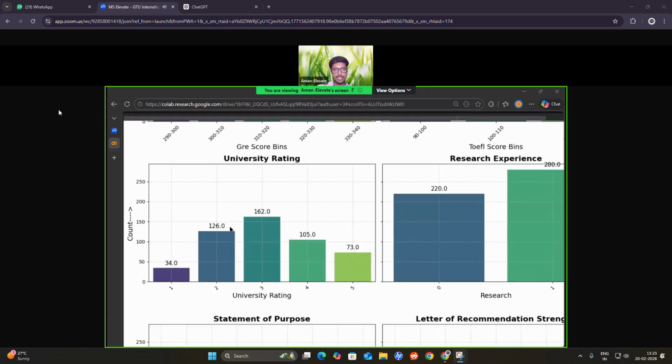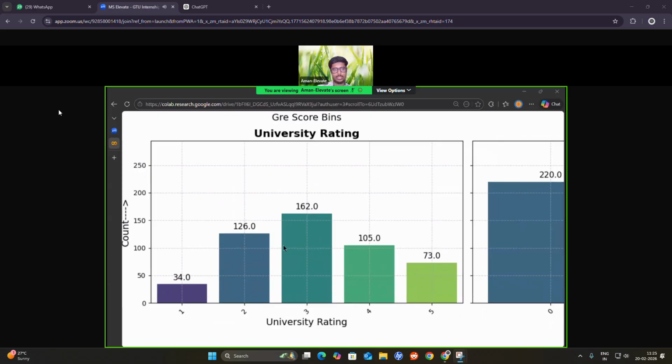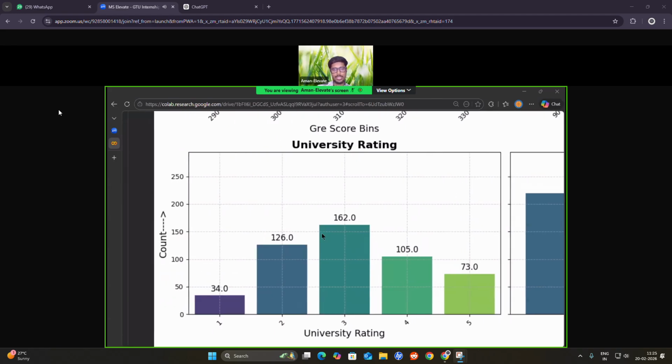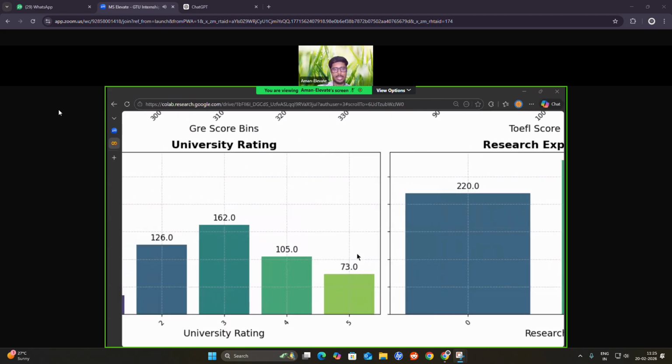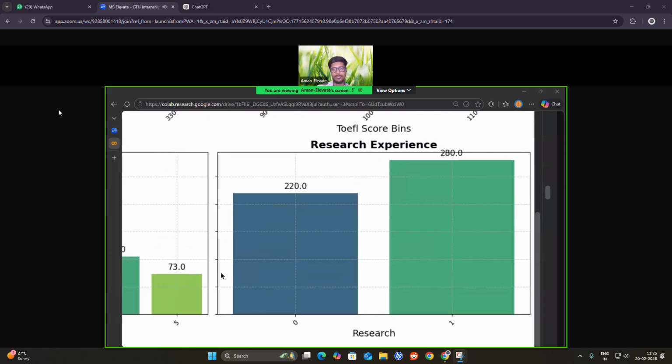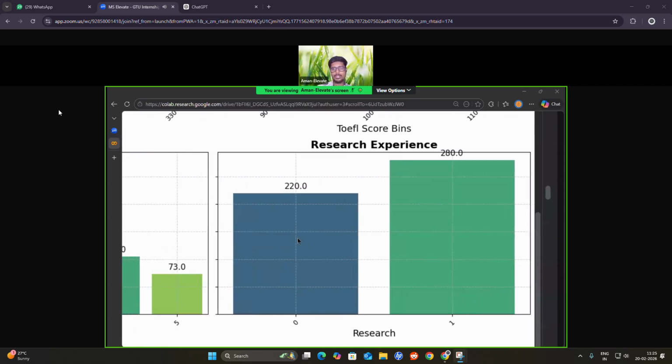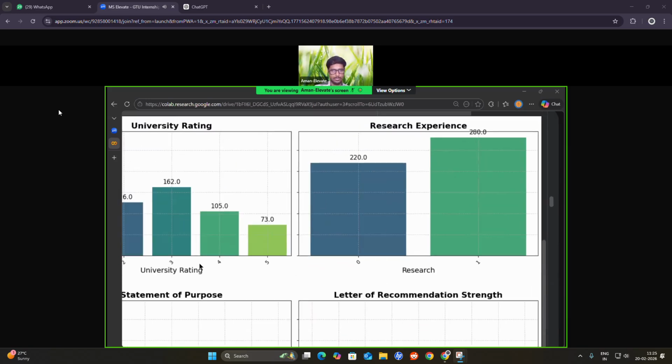Then we have university ratings. So this is the university rating, and most of the universities belong to rating three. Means most of the universities have given a third rating to the people. And then research, not a big gap. Only 54, 55% of people have research, and 45% have no research.